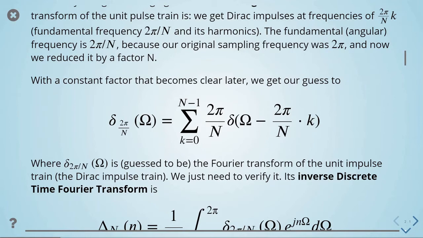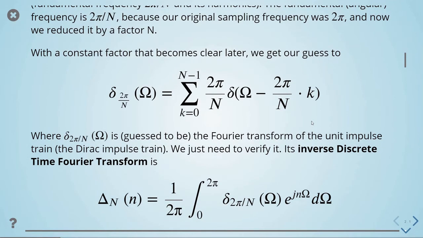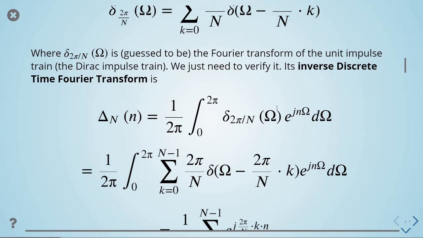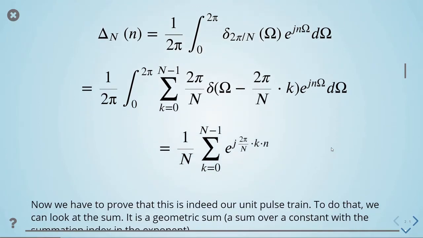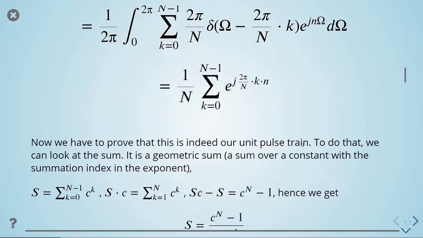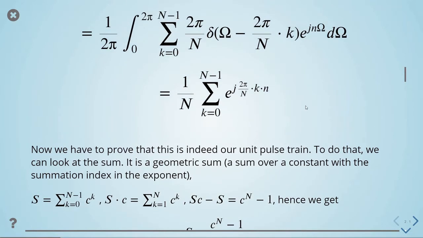The inverse discrete-time Fourier transform is given by this equation here. So from here we go to here, and we have that this is the inverse discrete-time Fourier transform. Now we have to prove that this is indeed our unit pulse train. To do that, we look at this sum, and we see that it is a geometric sum, a sum over a constant with the summation index in the exponent.